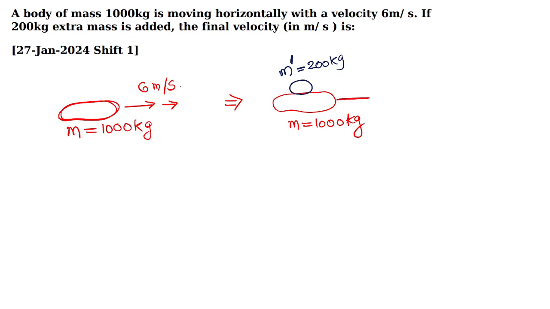What will be the velocity if I place upon this body? What is the velocity? Is it the same as 6 meter per second or is there any variation? Understood? The question is clear. So I will repeat the question.